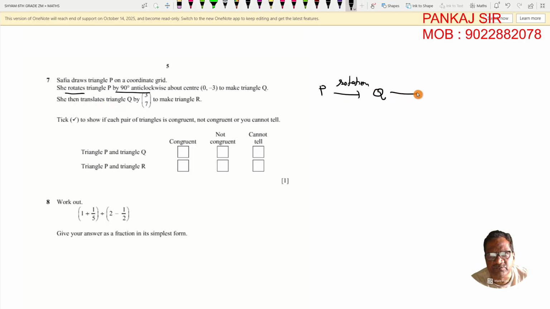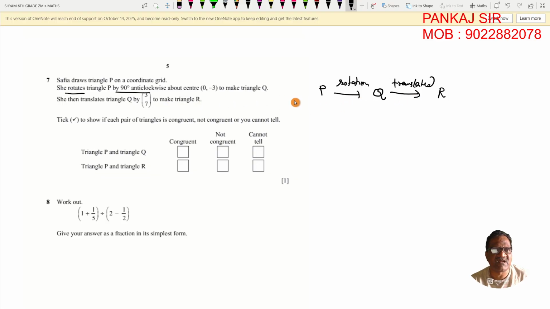Further the question says that she then translates triangle Q. So this triangle Q is then translated by this particular column vector 3, 7, to make a new triangle R. So what you can see is this triangle P undergoes first a transformation of rotation, and she gets a triangle Q, and the triangle Q undergoes another transformation of translation, and the resultant triangle is R.